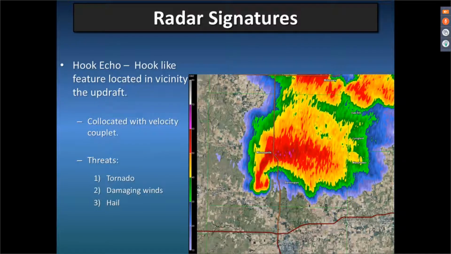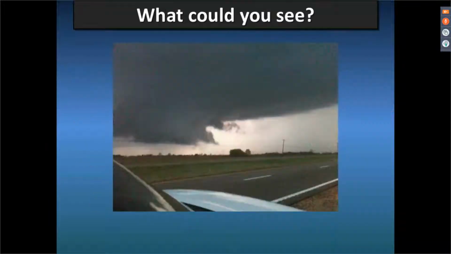All right, so let's look at some radar signatures. You've probably all heard about the hook echo, and basically that is the precipitation in a thunderstorm wrapping around the updraft of the thunderstorm. And it creates that hook shape that we've all heard about on the southwest edge of a thunderstorm. Typically, we want to look at that hook area for potential tornado formation, damaging winds, and also large hail, because the large hail can get wrapped in with that hook area on the southwest side of a thunderstorm.